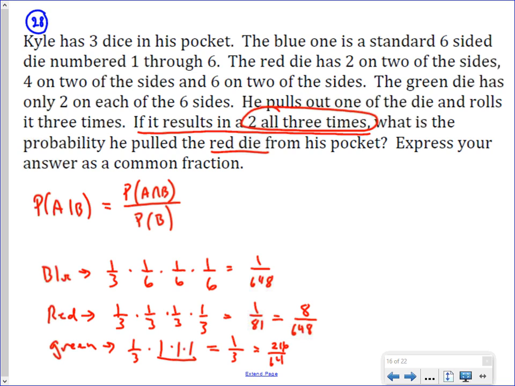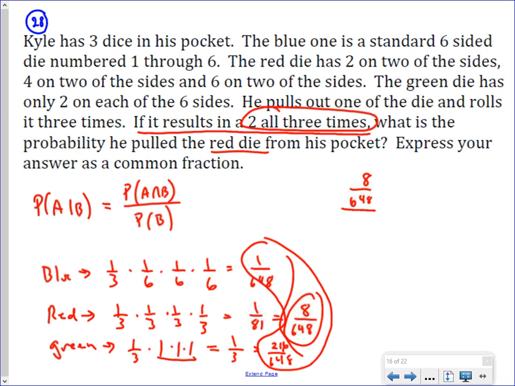Now the answer to this problem is going to be the probability of getting all 2s and a red, which goes on top, and then the probability of getting all 2s on bottom, which is going to give you 1 out of 648 plus 8 out of 648 plus 216 out of 648, which turns out to be 225 over 648. Using what we know about complex fractions, we just multiply by the reciprocal of the denominator. The 648s cancel. All that cancels to 1. We are left with 8 out of 225.